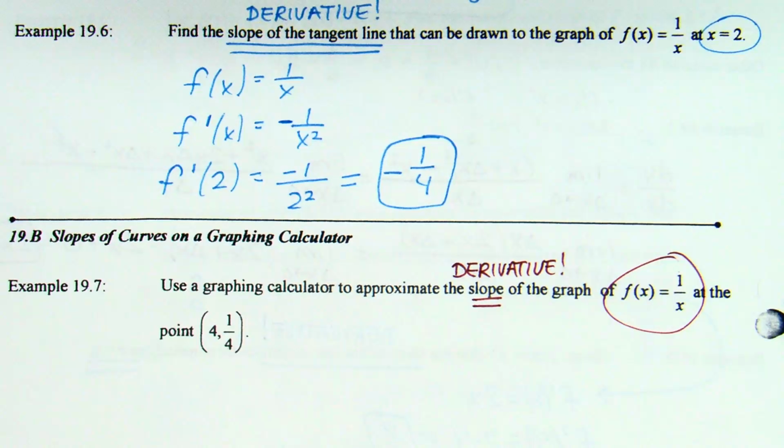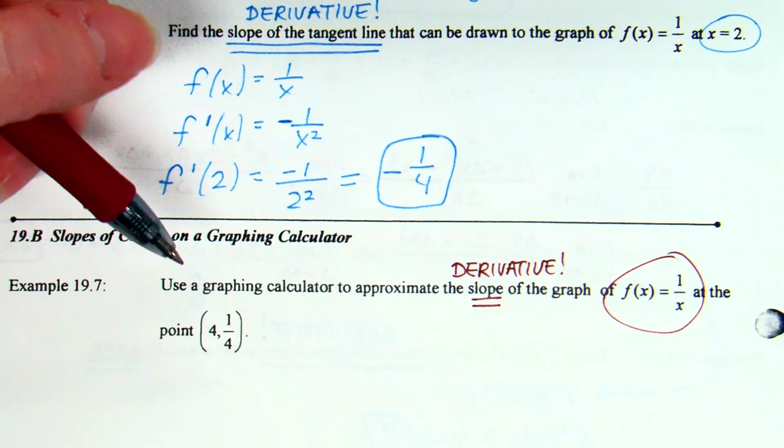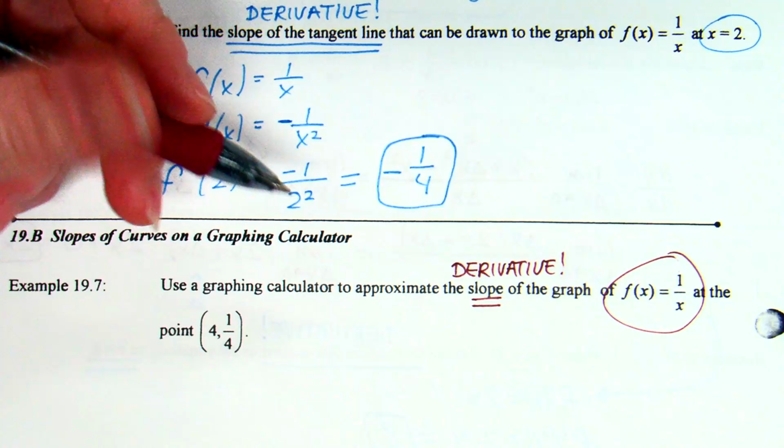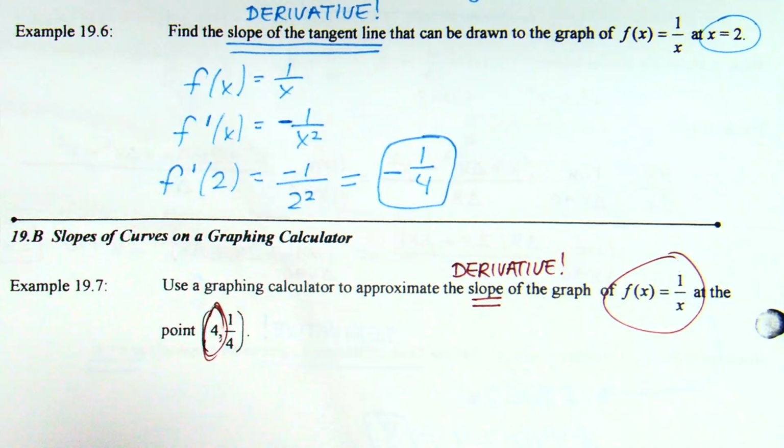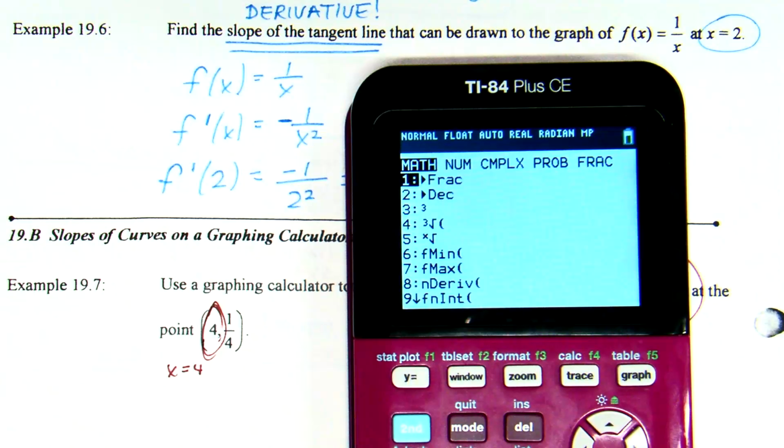However, I want to show you how your calculator can do this. At the point 4, 1/4. Well, realize what's the only part that matters here. The only part that matters is the x value. It only matters that it's at x equals 4. So, this is the math menu. Option 8.